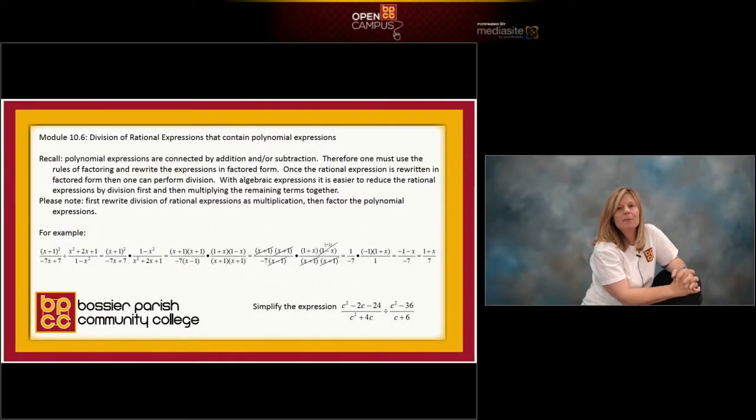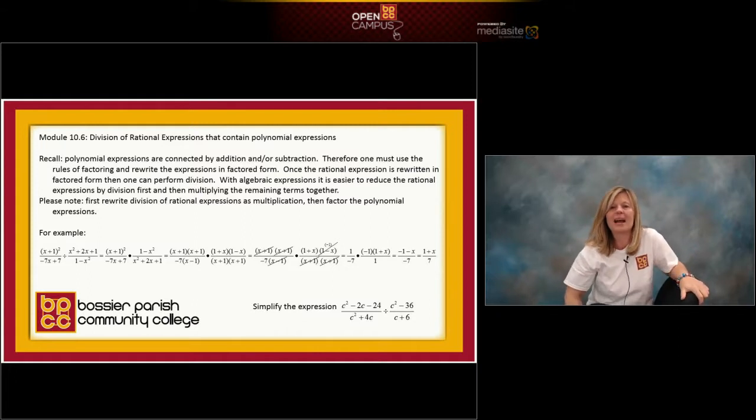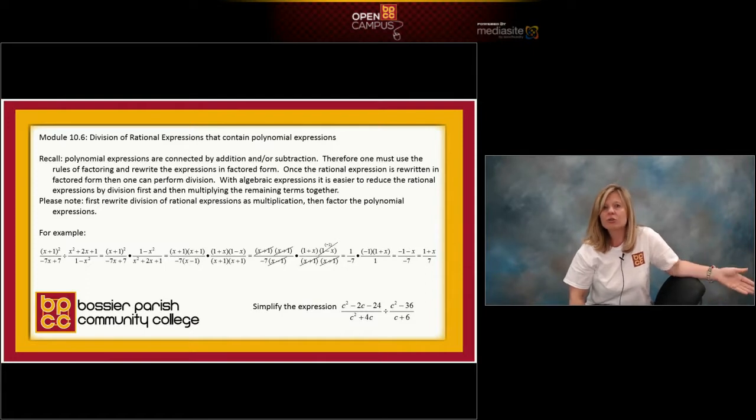Okay, let's finish up division of rational expressions, but now let's put polynomials in them. And again, we know a polynomial is many monomials connected by adding and subtracting, which is going to cause a problem. How can you divide if you're connected by adding and subtracting? Well, that's easy. That just means we're going to have to do some factoring.